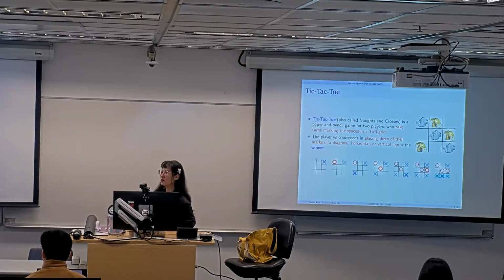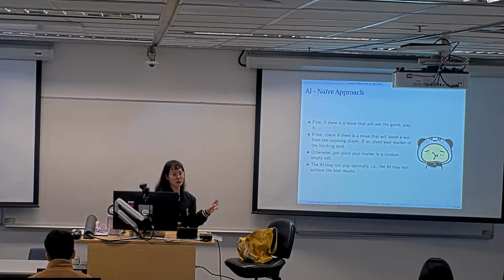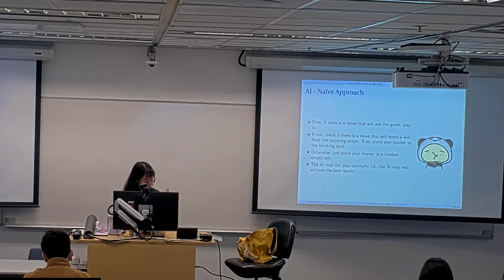Then the next step is not to play with each other. The next step is that we need to implement some AI to play tic-tac-toe. So let's first see a very naive approach. This is a naive approach. It's not optimal. Just consider the easiest AI to play this game. First, if there is a move that will win the game, then just play it.